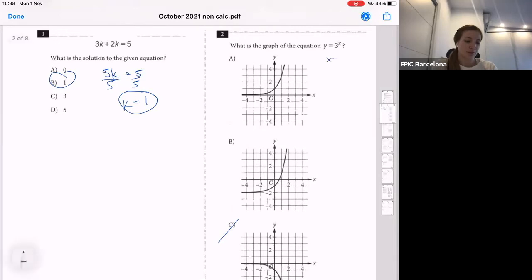And if I want to be sure of which graph I'm going to choose, I can make x equal to 0, put in y equals 3 to the 0. Any number raised to the 0 power is always equal to 1. So y is equal to 1. My coordinate set would be (0, 1). And that seems to correlate to choice A here. Amazing. So I'm going to circle A.